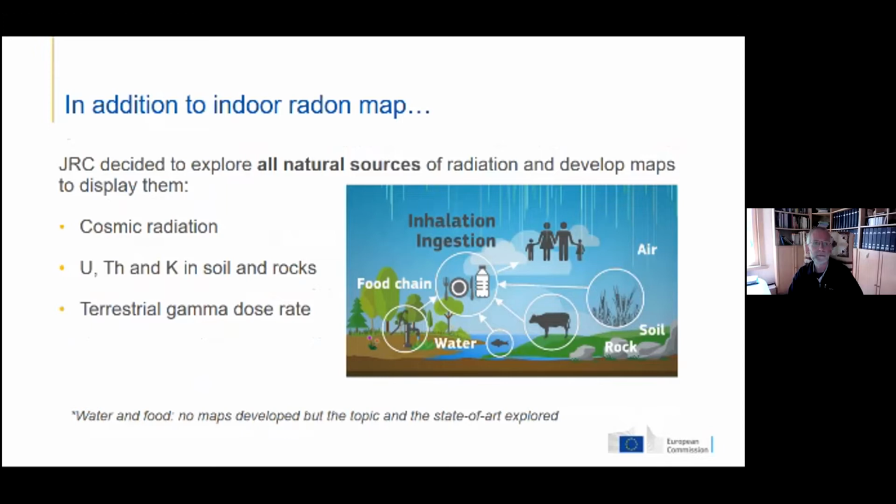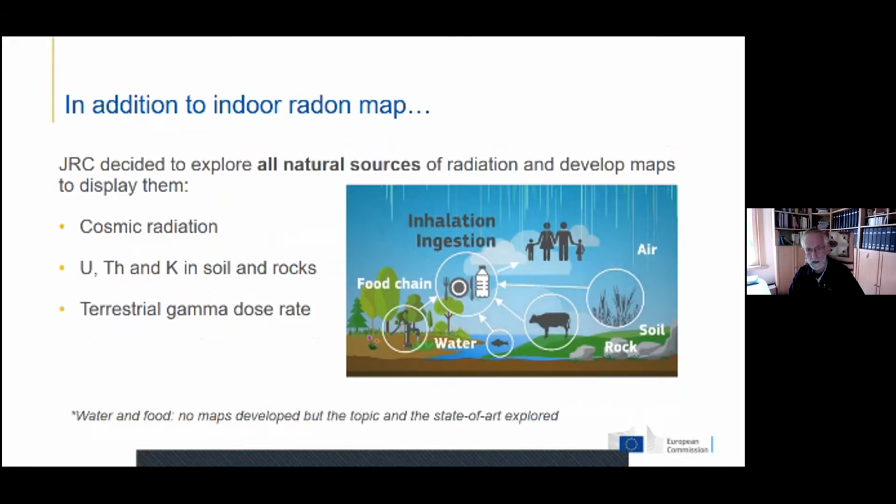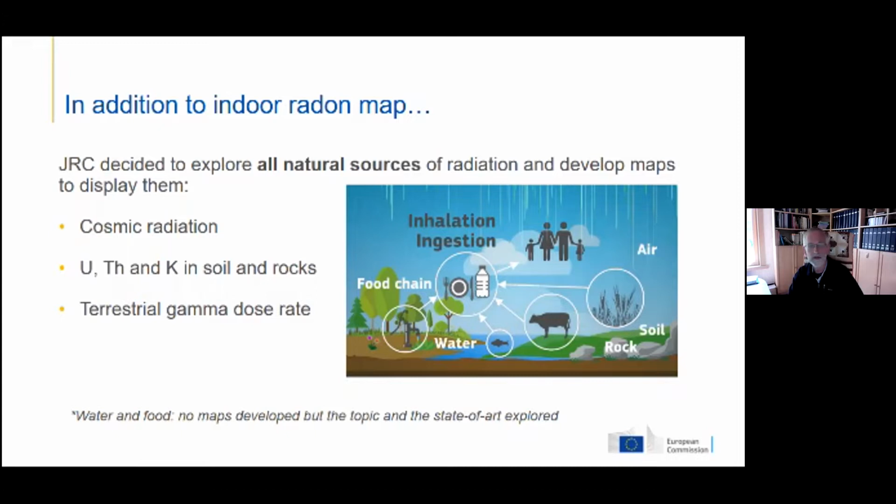Now, the indoor radon map is, of course, the most important aspect that we presented in the atlas, also because it is responsible for half of the natural dose received by the public. There are, of course, also other natural contributions, and these also have been addressed in the atlas. So we can see that cosmic radiation, uranium, thorium, and potassium in soil and rocks, and terrestrial gamma dose rate have been dealt with, in order to give a comprehensive picture of the natural radiation to which the population is exposed.